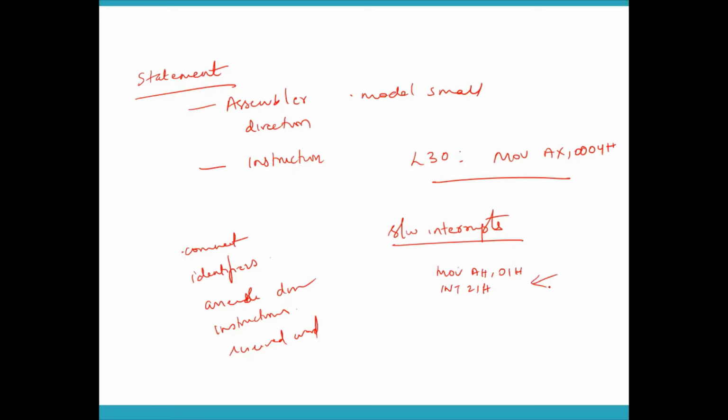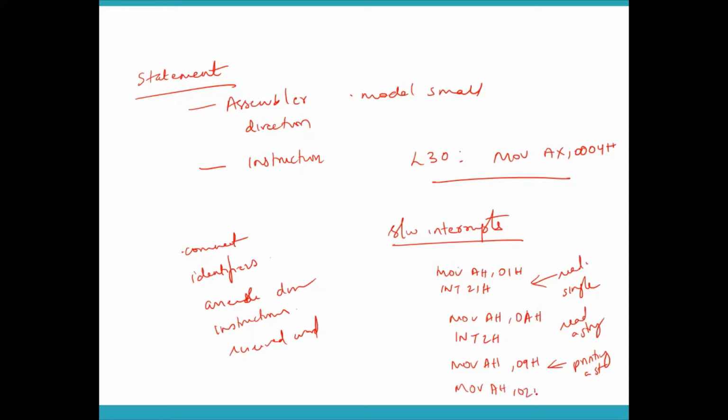Reading a single character. Very good. What is mov ah, 0Ah, int 21h used for? Reading a string. What is mov ah, 09h used for? Printing a string. Not reading, printing a string. What is mov ah, 02h used for? Printing a single character, displaying a single character. What is mov ah, 4Ch used for? The exit routine.